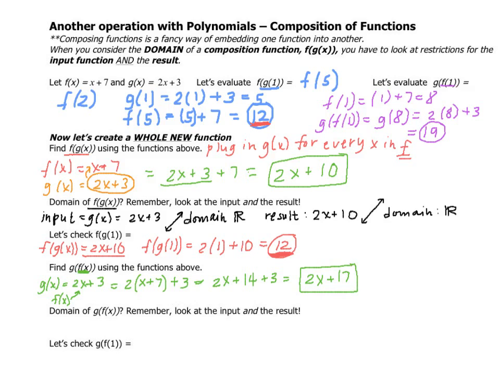Okay, so that's my composition of functions. This is g of f of x. Okay, so we can also find the domain of g of f of x. That's the composition that we just wrote down using, just like before, the input and the result. So the input was f of x. That was x plus 7. That's just a linear function. So again, the domain of the input is all reals.